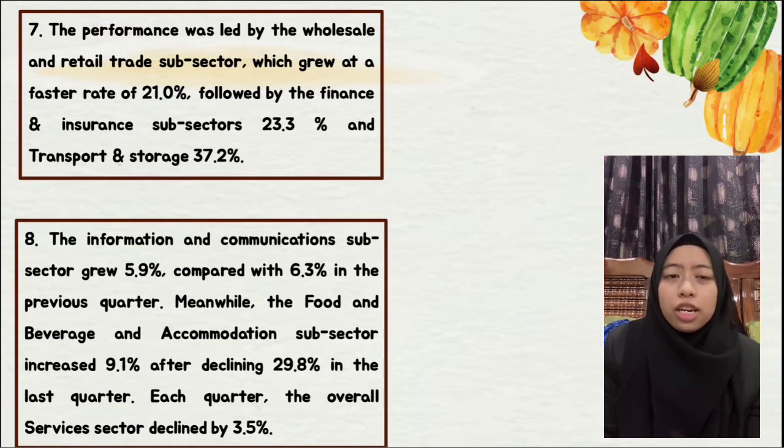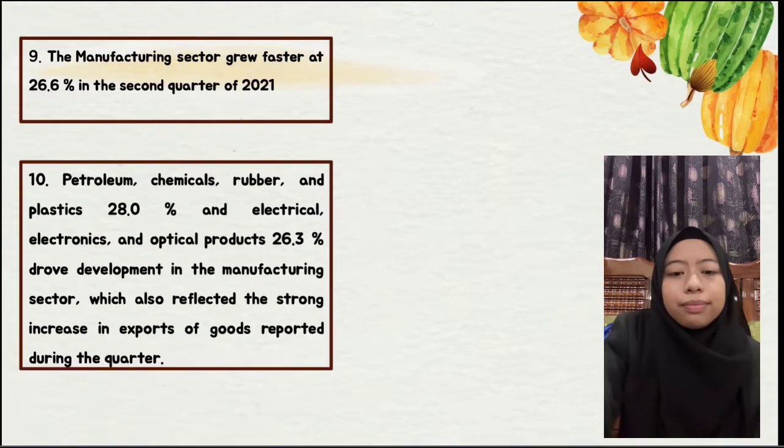The information and communication subsector grew 5.9% compared with 6.3% in the previous quarter. Meanwhile, the food and beverage and accommodation subsector increased 9.1% after declining 29.8% in the last quarter. Quarter on quarter, the overall services sector declined by 3.5%.